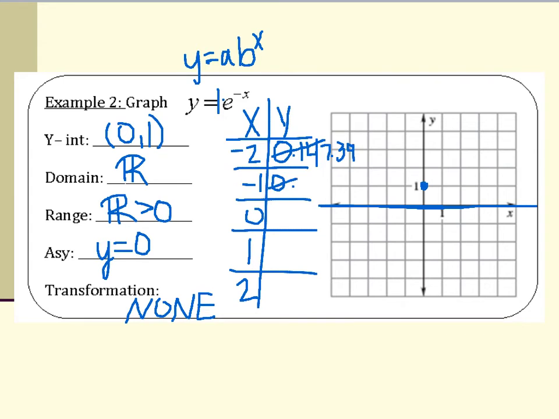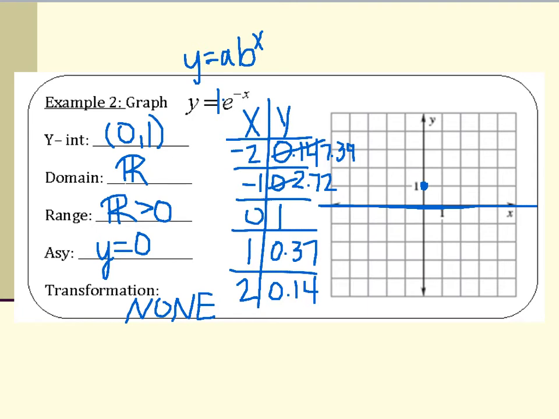-1 is 2 and 72 hundredths. 0 is 1. If you plug 1 in, you get 37 hundredths. And if you plug 2 in, you get 14 hundredths. So again, these are just reversed from the example we did prior to this. So let's put these points on our graph now.